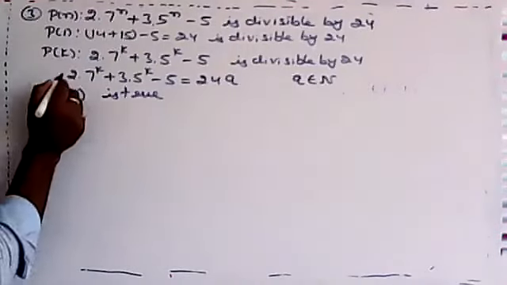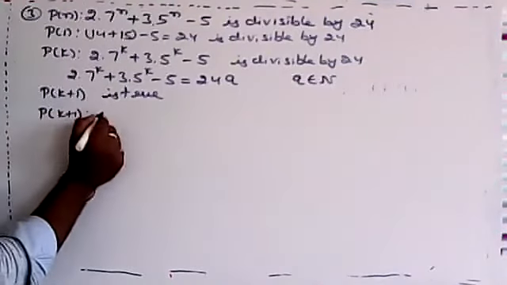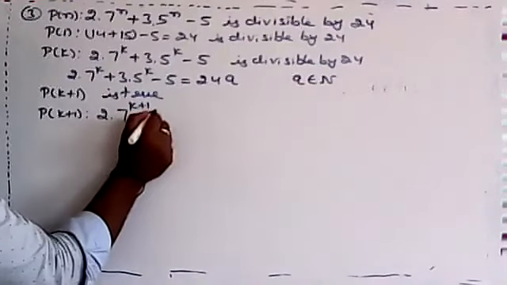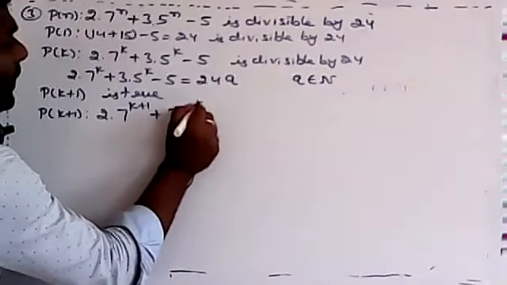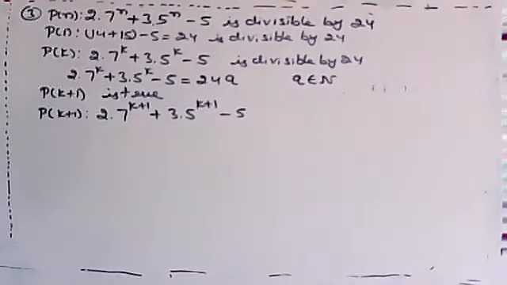Then, now check here, what will we get P of K plus 1 as here? Tell me. Just in the place of 7 to the K, no? K plus 1 we have to write, plus 3 into 5 to the power of K plus 1 we have to write, minus 5. Correct or not? Okay.